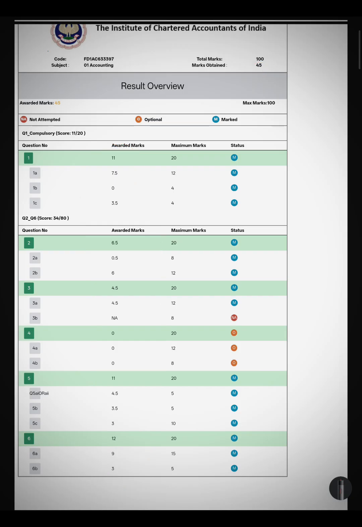And in the September examination, the copy checker, or you can say the ICAI, allotted me 4 marks in grace. So I got 49 marks in my examination, and this 4 marks of grace is given to every student. So my overall marks were 49.